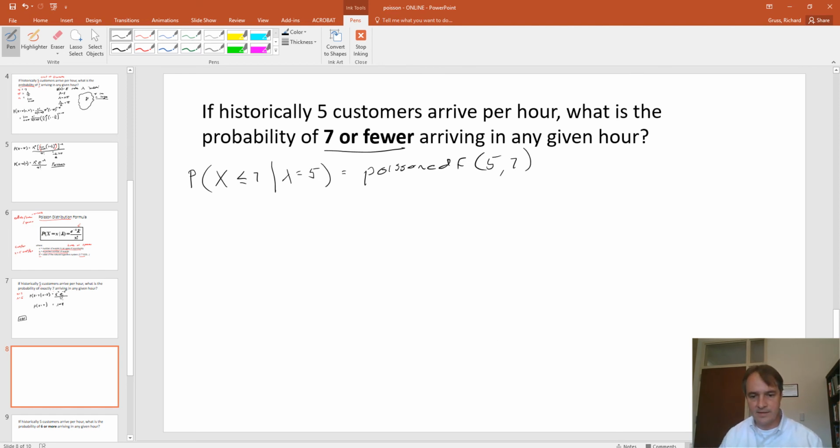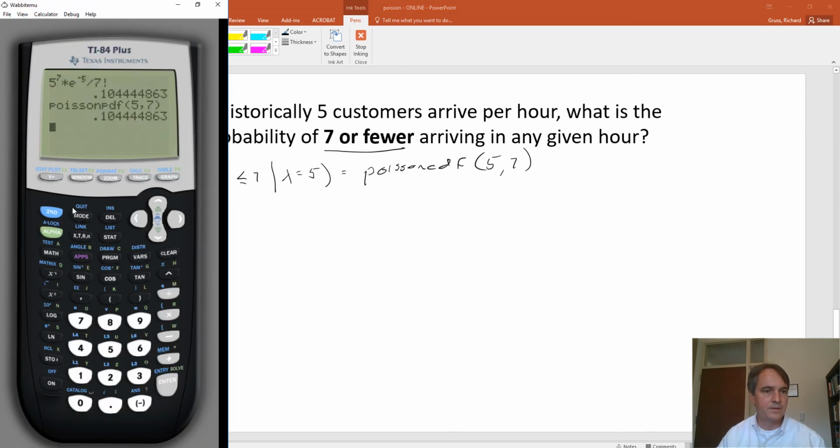So let's just do that then. Okay, we'll clear that. Scroll down to the Poisson CDF. And now our lambda is 5. Our x value is 7.